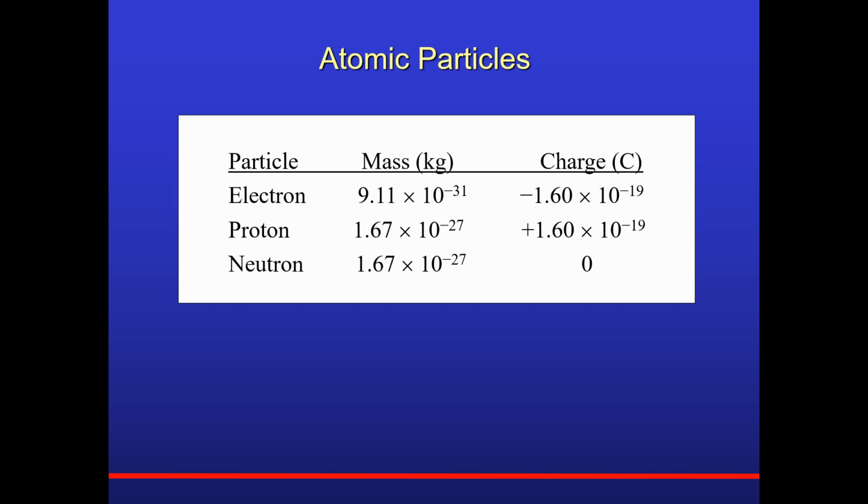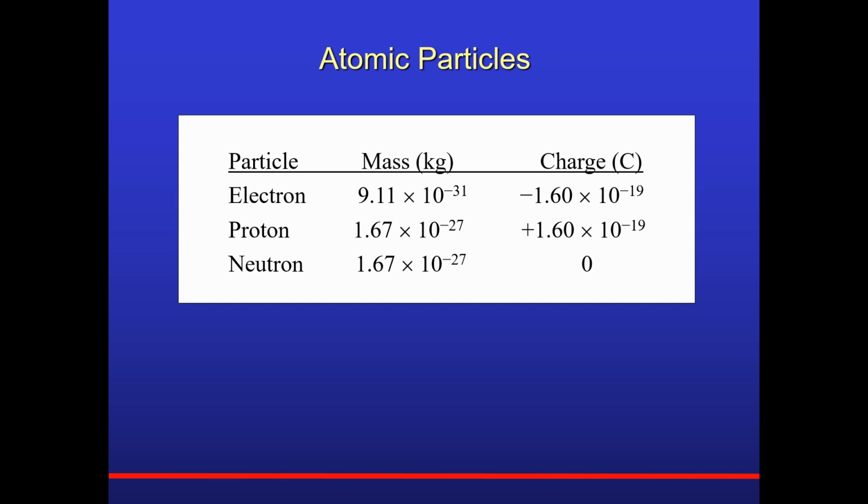Here's a list of the atomic particles. These three things, the electron, the proton, and the neutron, make up all atoms. Let's consider the mass and the charge of each of these particles. The electron has the smallest mass by far, 9.11 times 10 to the minus 31 kilograms. This small mass is very, very significant. Its charge is minus 1.60 times 10 to the minus 19 coulomb.